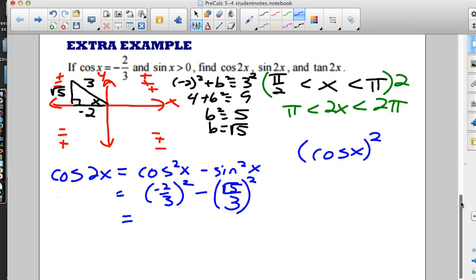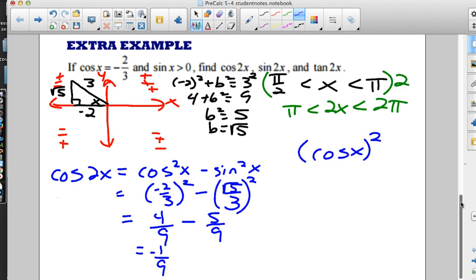Remember, you can distribute that power of 2 into the parentheses when it's pure multiplication or division. There's no addition or subtraction in there. We can distribute this. So negative 2 squared will be 4, and 3 squared will be 9. The square root of 5 squared is 5, and 3 squared is 9. 4 ninths minus 5 ninths. Negative 1 ninth. Is that enough to tell us which quadrant this is in?